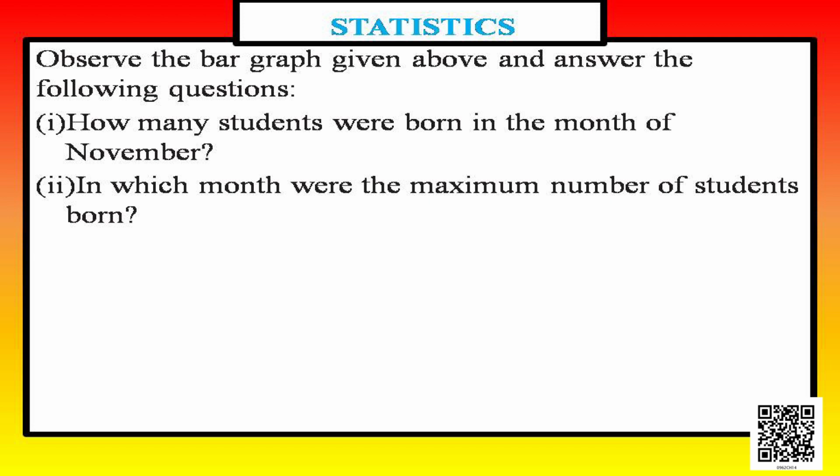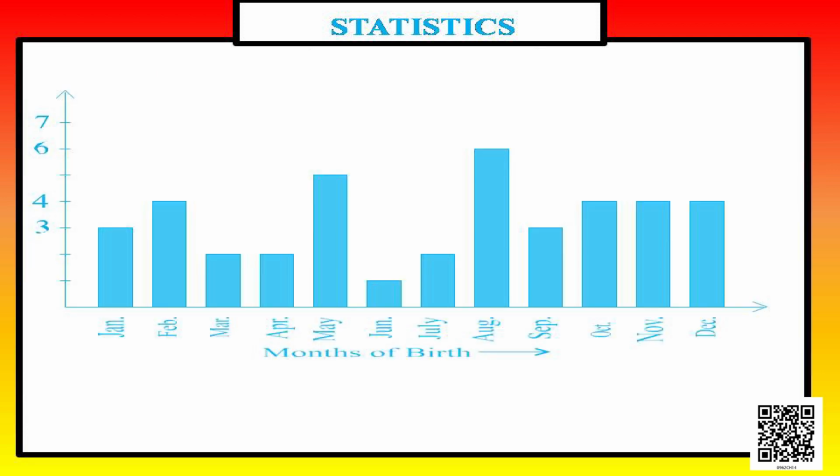Second question says, in which month were the maximum number of students born? So, you can see the bar which is the tallest one is going to give you the answer for this, and it is the month August, which is giving number 6. So, we can come to the conclusion that in August 6 students were born.